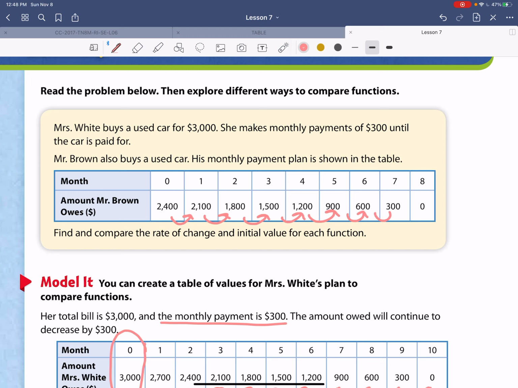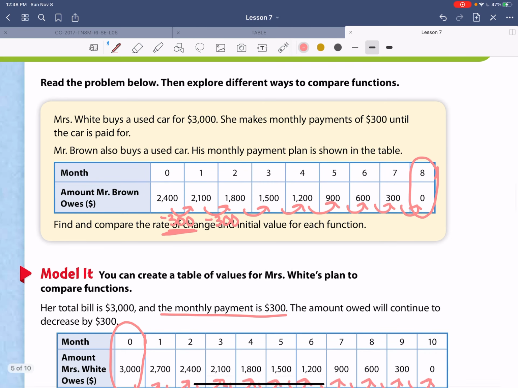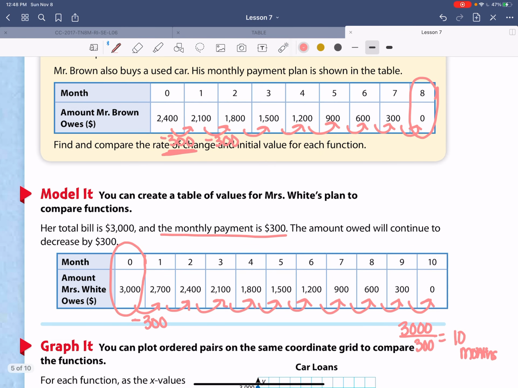If you notice, it goes from 2,400 to 2,100, then from 2,100 to 1,800, and so on and so forth until he gets to month 8 where he doesn't owe anything else. So he's going to pay off his car sooner because they both have the same rate of change of $300, which is their monthly payment. So they actually both have the same monthly payment.